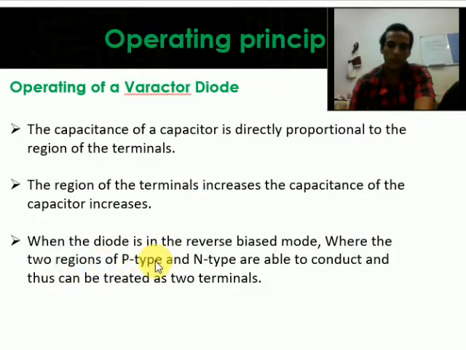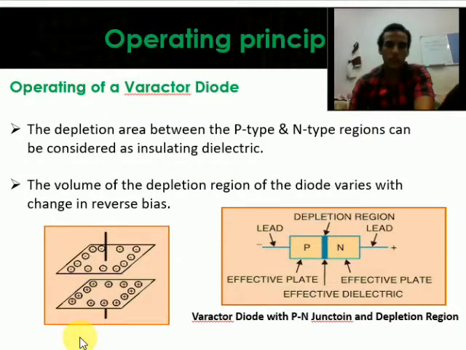When the diode is in reverse bias mode, the two regions of P-type and N-type are able to conduct and thus can be treated as two terminals. The depletion area between the P-type and N-type regions can be considered as an insulating dielectric. The volume of the depletion region of the diode varies with change in reverse bias. So this is the capacitor and this is the diode. The depletion region is considered as the effective dielectric.